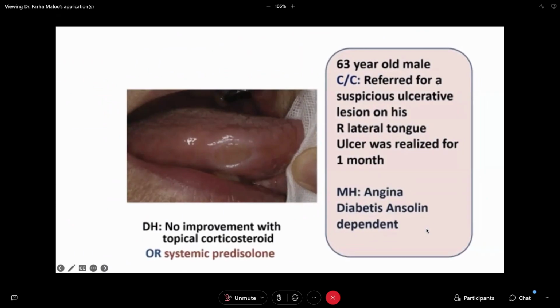I would like to discuss this case where a 63-year-old person presents with such a lesion on the tongue. This is a case for discussion. It is open to discussion. Basically, there was no improvement even with the topical corticosteroid or even a systemic corticosteroid like prednisolone. So for such a non-healing ulcer, what differential diagnoses would you come up with? The patient also has angina and diabetes. Sorry, he has insulin dependent diabetes.